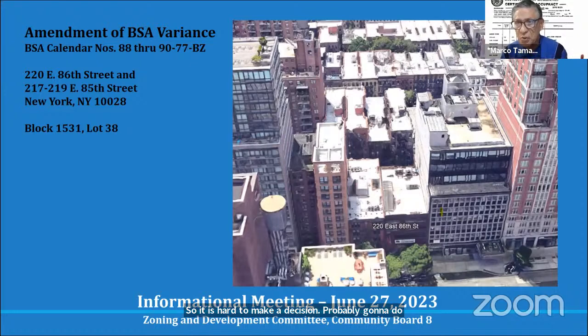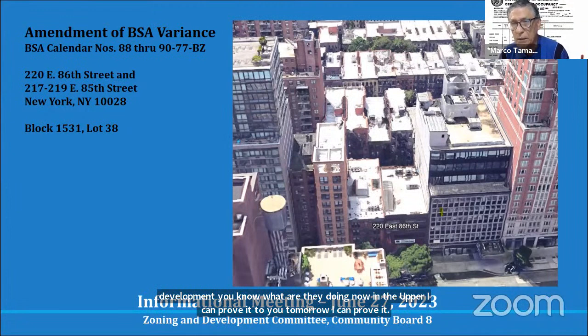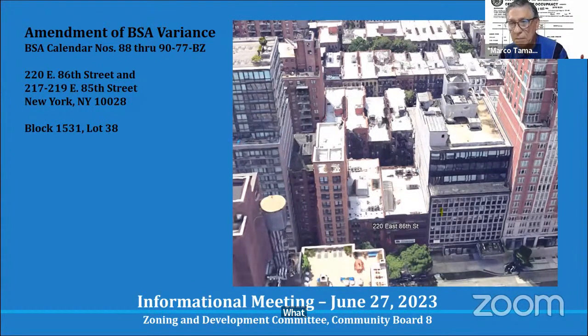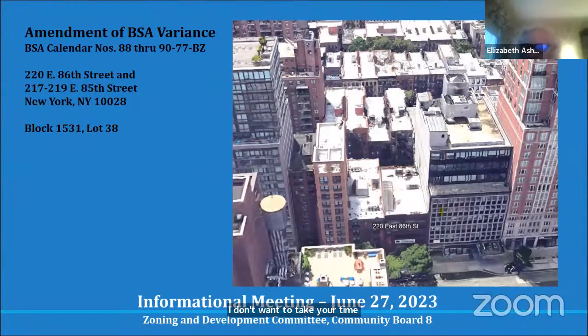Maybe they're going to sell it to a developer, and you know what they are doing now in the Upper East Side? I can prove it to you tomorrow. They make low density development, meaning they build only low luxury housing with very tall floors. So probably the density will be 22%, like most of the developments in the Upper East Side. So we need to stop that. In order to stop that, we need to know what's going on in the other lot. What is the intention? Thank you so much. I don't want to take your time. Thank you, Marco.